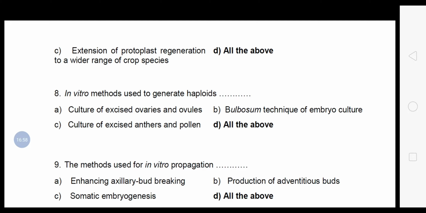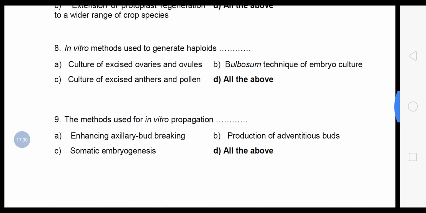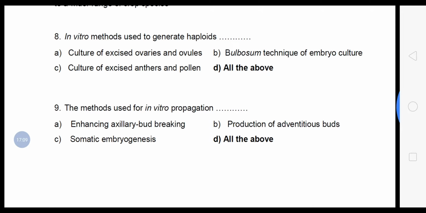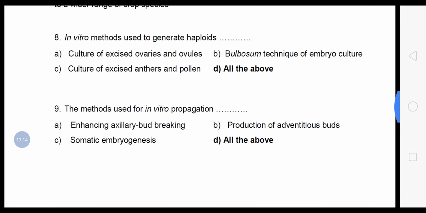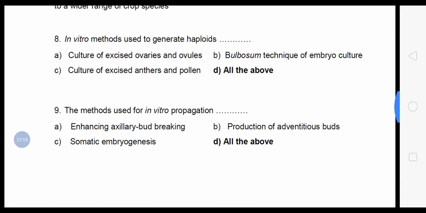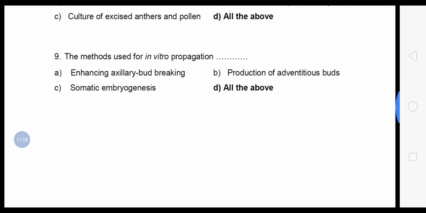In vitro method used to generate haploids is culture of excised ovaries and ovules, bulbosum technique of embryo culture, and culture of excised anthers and pollen. Methods used for in vitro propagation are enhancing axillary bud breaking, then production of adventitious buds and somatic embryogenesis.